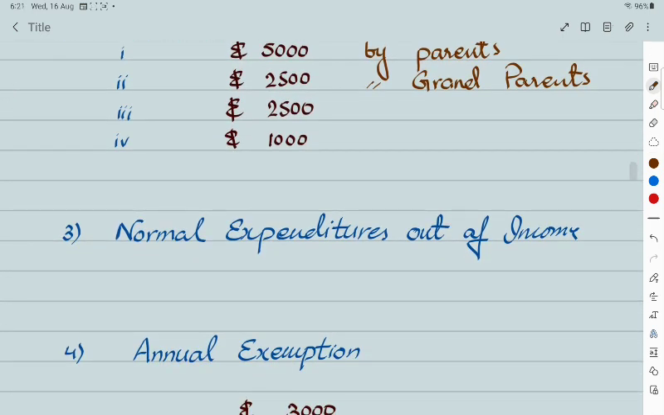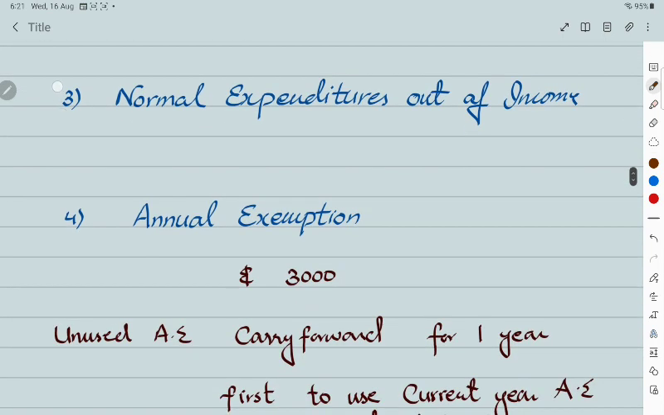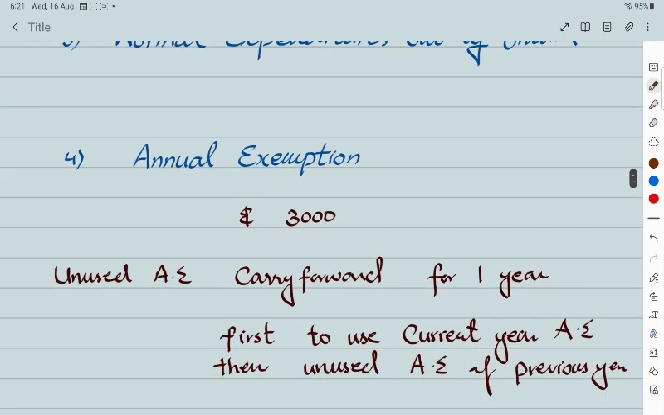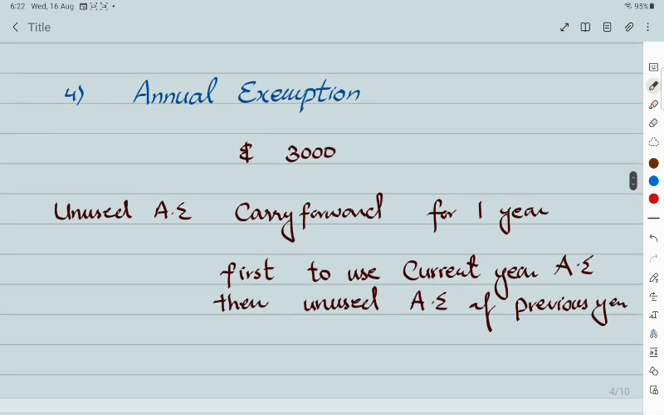Normal expenditure out of income. If the expenditure made by the person is considered a normal expenditure of that person out of his normal income, then it is also exempt. For example, school fees of a child paid by the individual is an example of that type of exemption. Annual exemption is £3,000, but unused annual exemption can be carried forward for 1 year. Unused annual exemption can be carried forward for 1 year only.